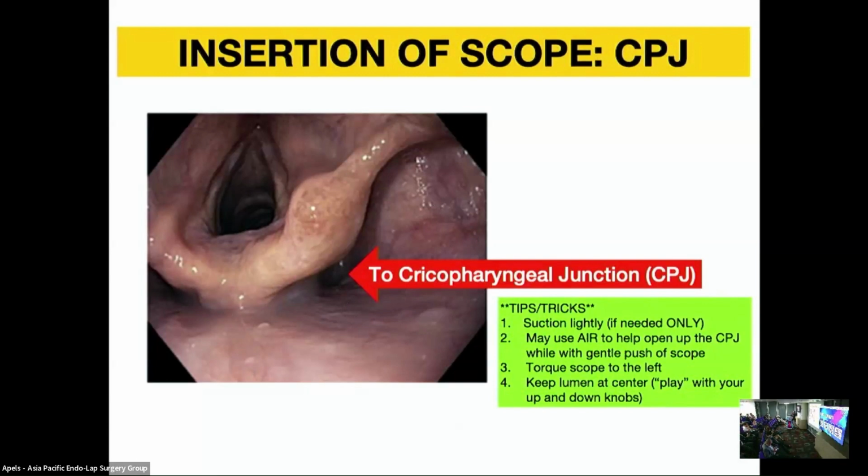For the beginners, when you say torque, you twist the scope. Okay, you twist the scope. So you twist it to the left. Although sometimes we tell the trainees to twist the body like this to the left, because the effect would be the scope turning to the left as well. So always keep your lumen at the center. Just play with your knobs, your up and down.